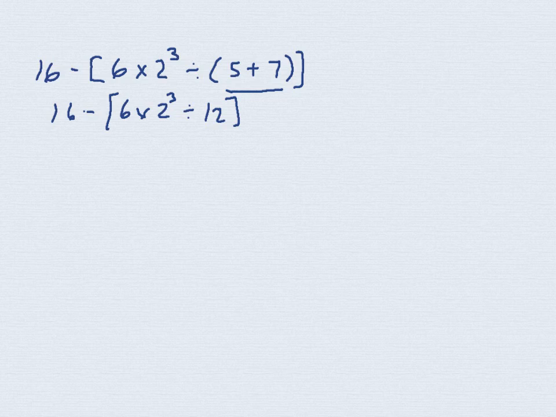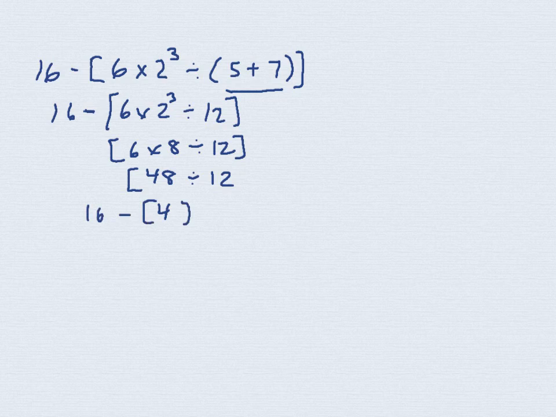So inside these square brackets, you're going to do the exponent next. So 6 times 8, because 2 to the third is 2 times 2 times 2. Keep working down the question. 6 times 8 divided by 12, which are you going to do first? You're going to do multiplication. Left to right, multiplication before division. 48 divided by 12. That's going to give you a 4. So you're left with the 16 minus that I didn't carry down in the previous steps, but 16 minus is still there. And 16 minus 4 is going to give you the 12.